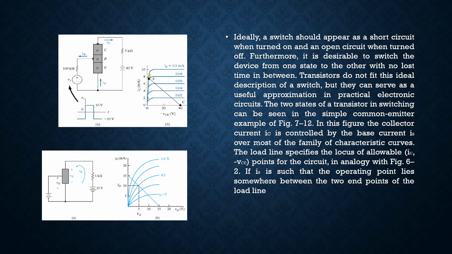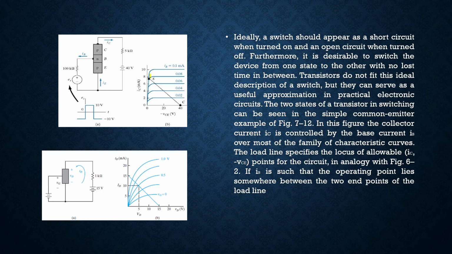And when IB, that is our base current here, is such that the operating point lies somewhere between the two endpoints of the load line, what are the two endpoints? One endpoint is represented by S and the other point is represented by C. S means saturation, because at this point our collector current gets saturated, and C means that the current is cut off, that it has become zero.